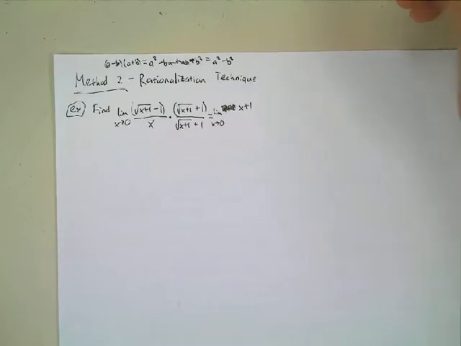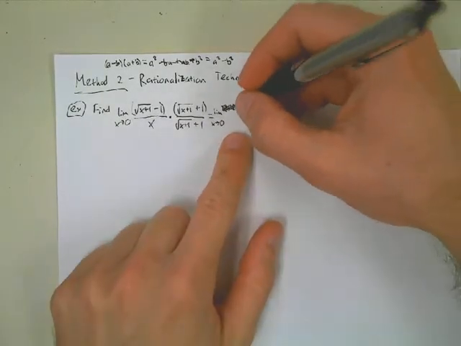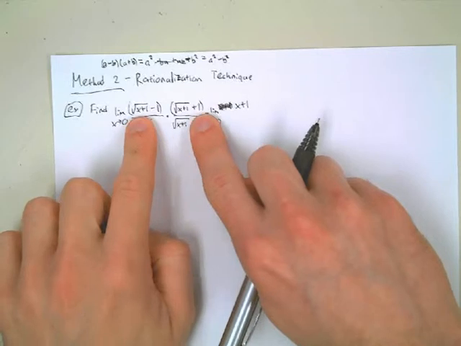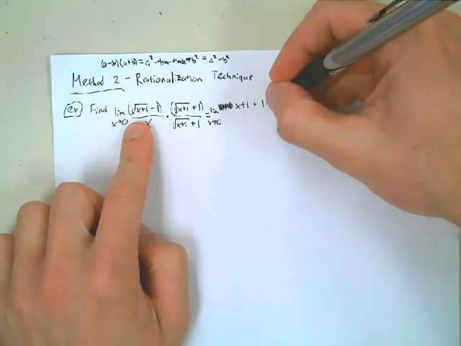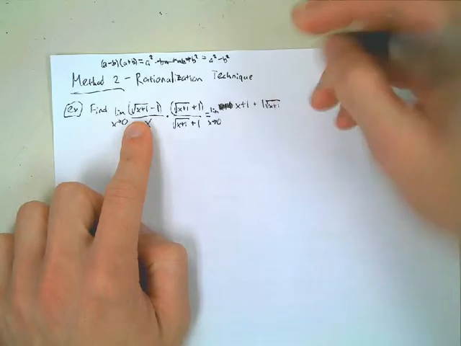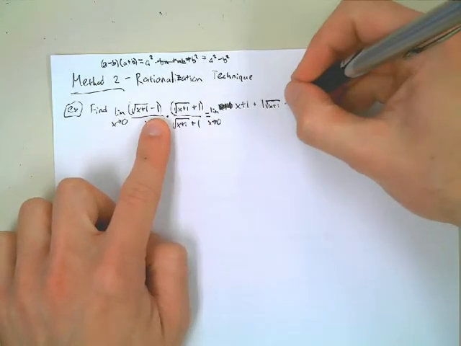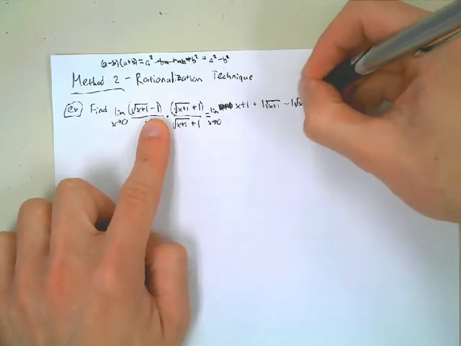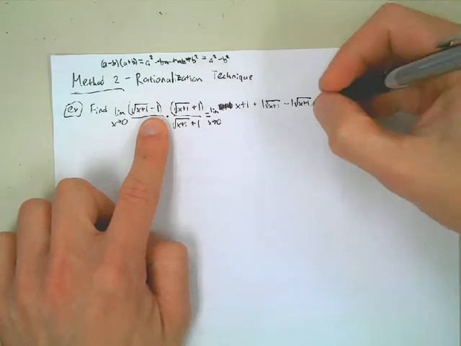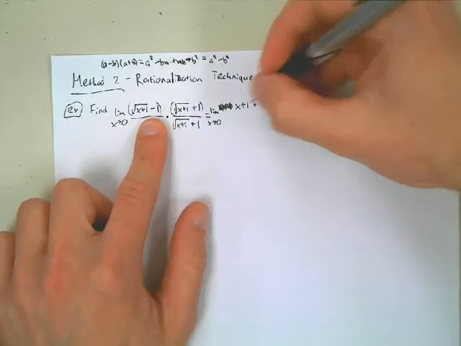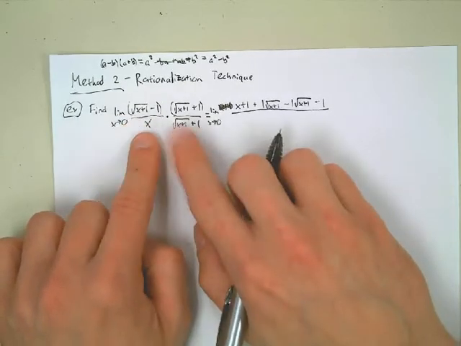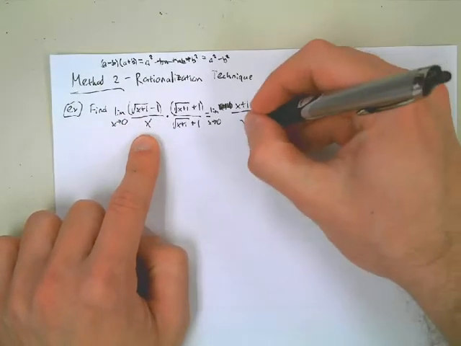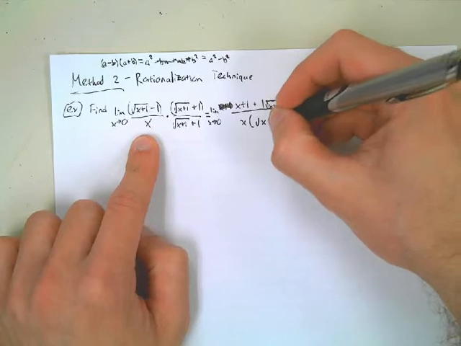So anyway, first, outer. So positive 1 times root x plus 1, so it's 1 root x plus 1. And then minus 1 times root x plus 1, minus 1 root x plus 1. And then the last: negative 1 times positive 1, negative 1. All over, and do not distribute this out, I recommend. Just leave it: x times the quantity root x plus 1, plus 1. Do not distribute it out.